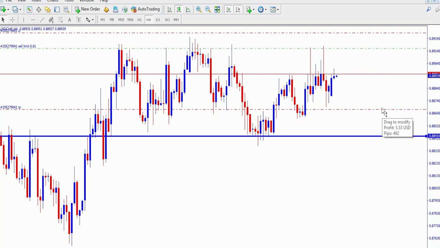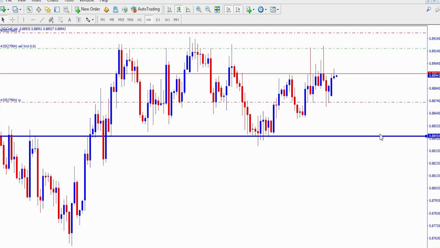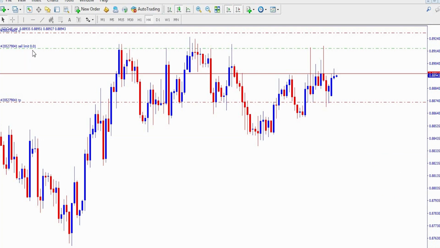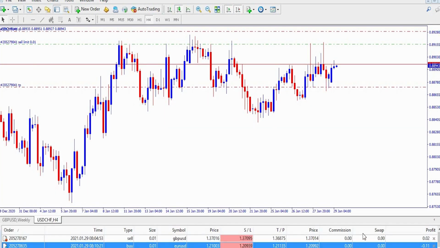Sorry, I dragged the wrong one. So I've placed the order. You can see here we have a sell limit, and this is our stop loss, and this is our take profit. So let's go to the chart, our radar.